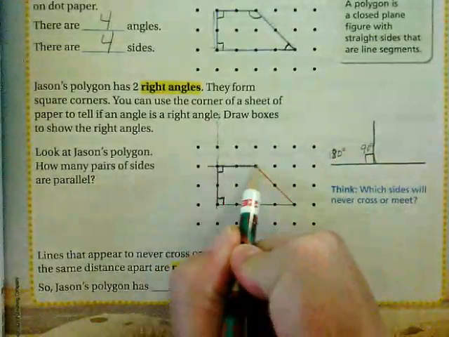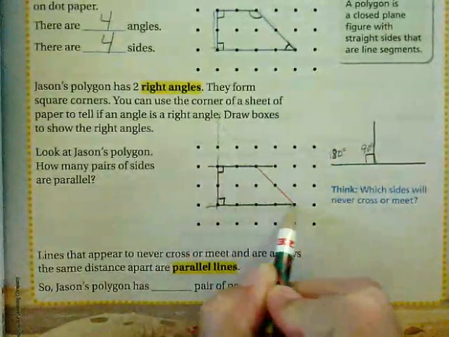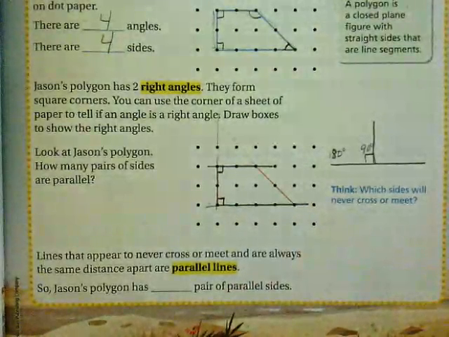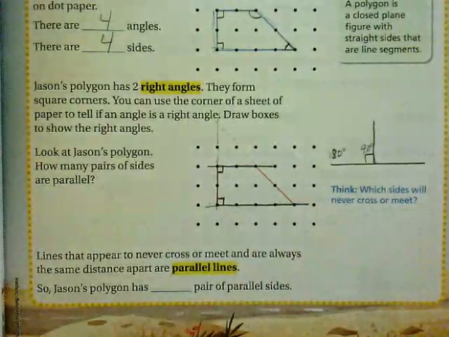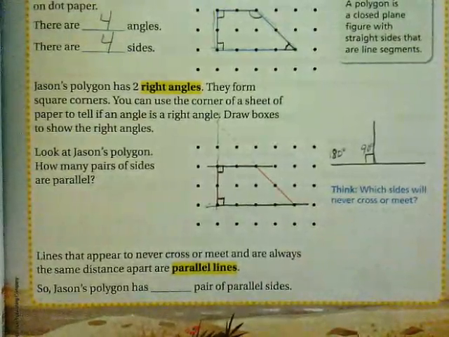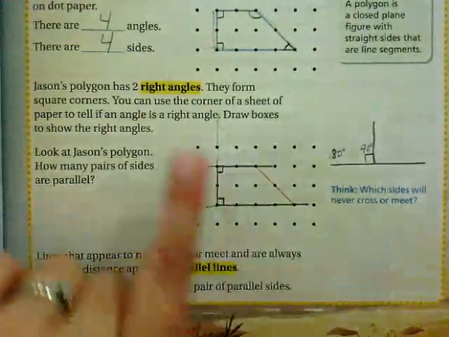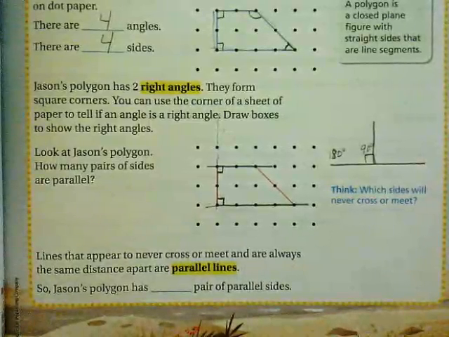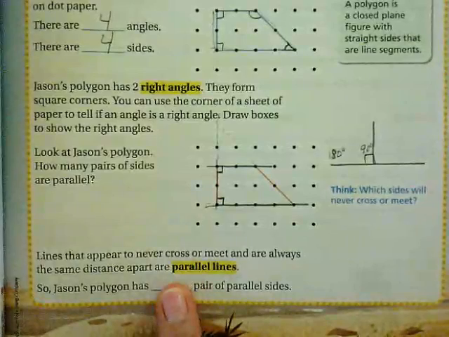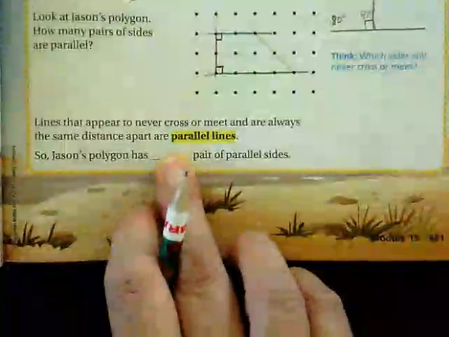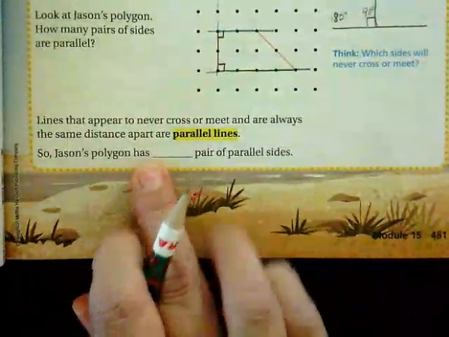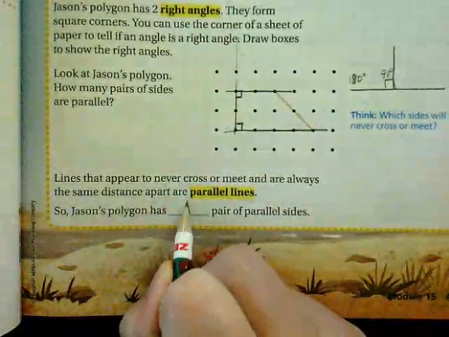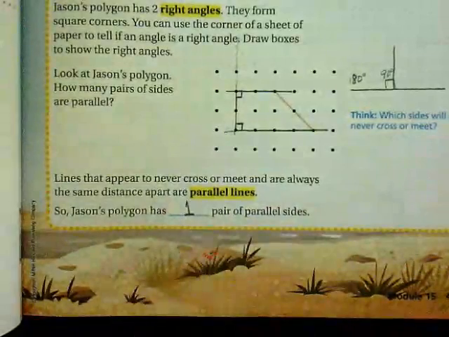How about this one? And this one. Those 2 are going in the same direction. They're the same distance apart, and they will never touch as long as they don't turn. So these 2 are parallel. So lines that appear to never cross or meet and are always the same distance apart are parallel lines. So Jason's polygon has 1 pair of parallel lines.